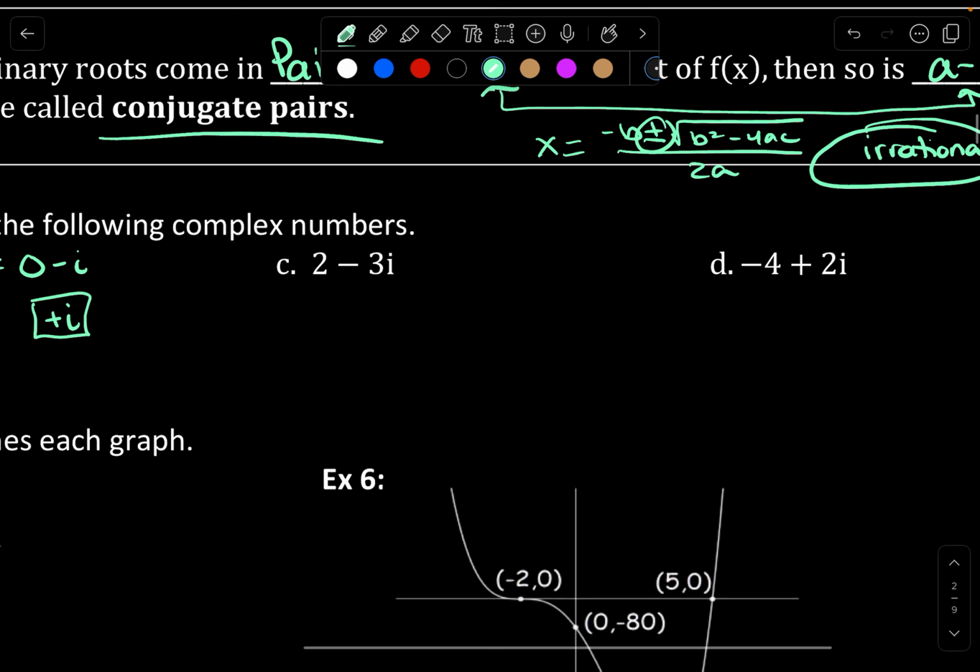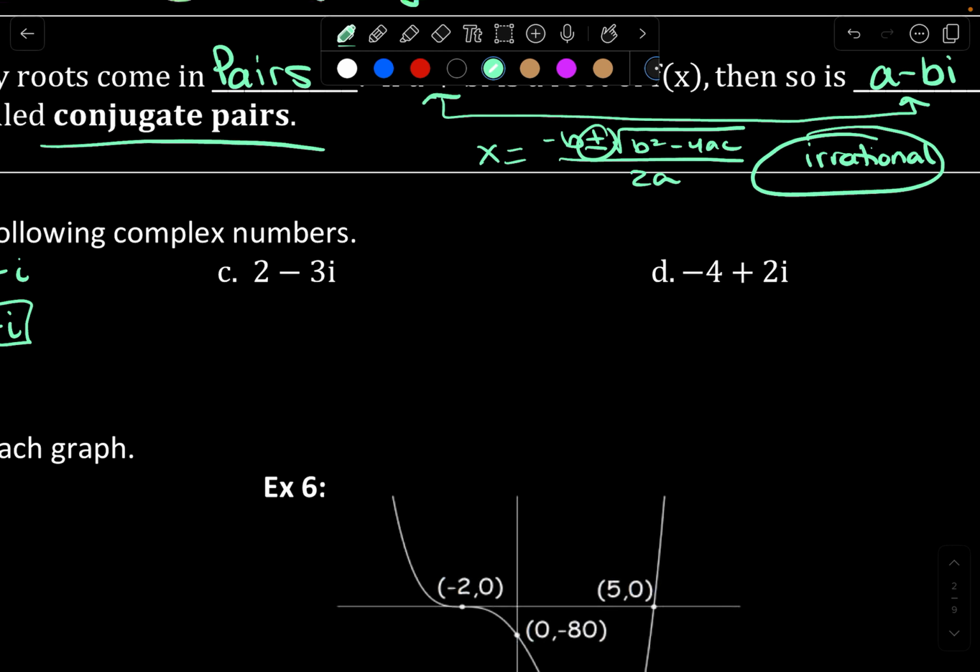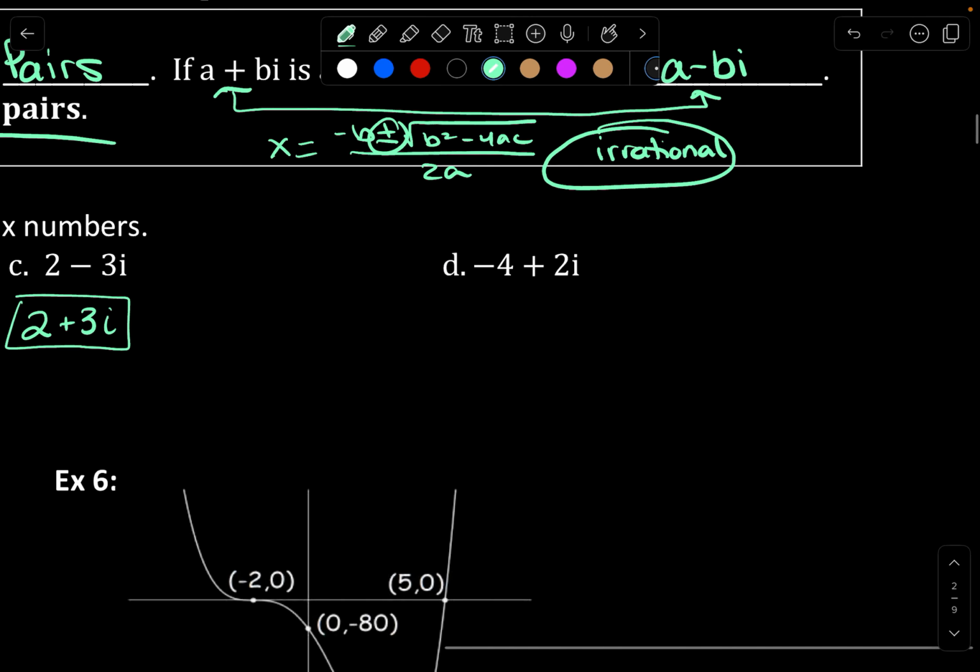And then for C, we have 2 minus 3i, so the conjugate would be 2 plus 3i. And the last one, we have negative 4 plus 2i. The real part is negative 4. The imaginary part is the 2i, and that's where the plus or minus kicks in. So we'll have negative 4 minus 2i.